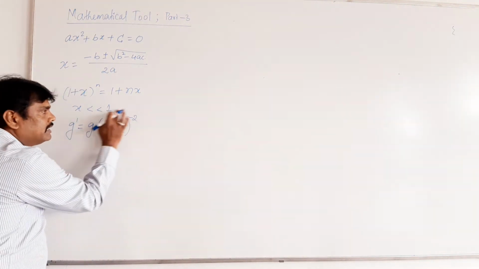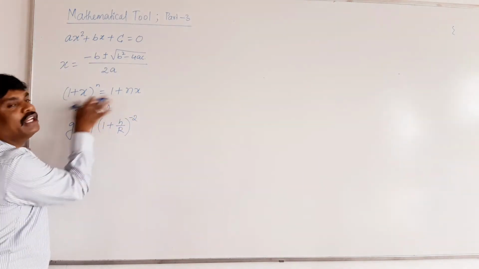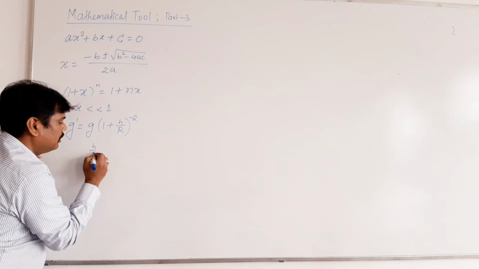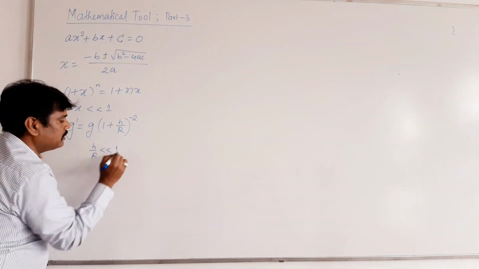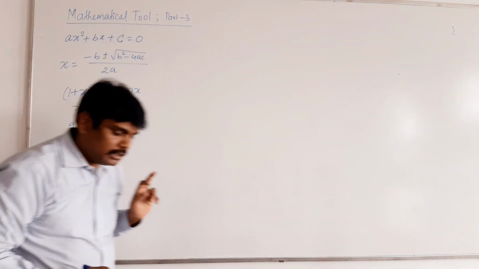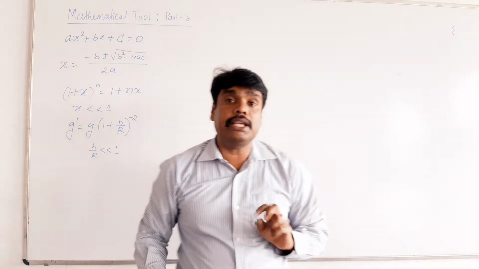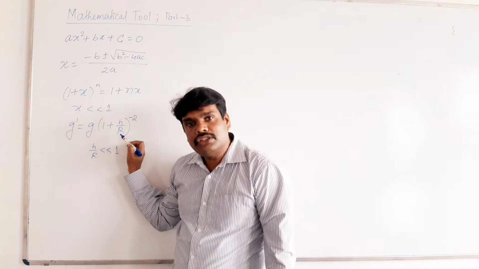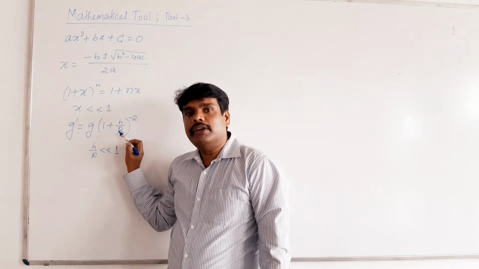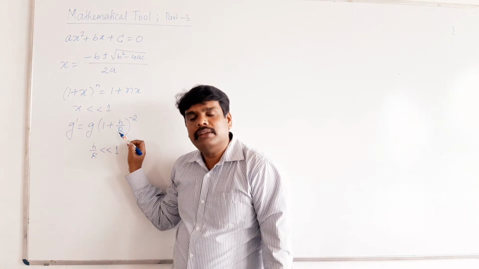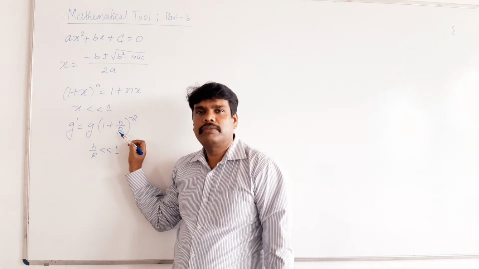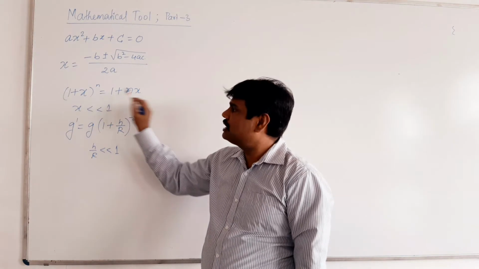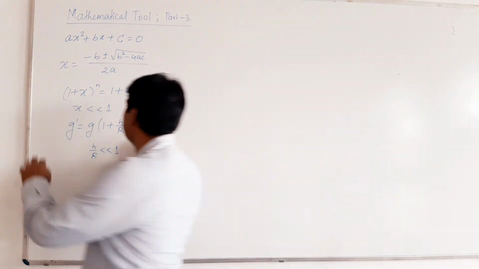To simplify this term, we are using the binomial theorem condition. Here h by r is very much less than 1. R is the radius of earth, which is around 6,400 kilometers. Compared to this, h value, R is a very large number. So small number divided by very large number, which is very less than 1, a fraction value less than 1. That's why we can ignore the higher terms. We can use the binomial theorem to simplify this power.